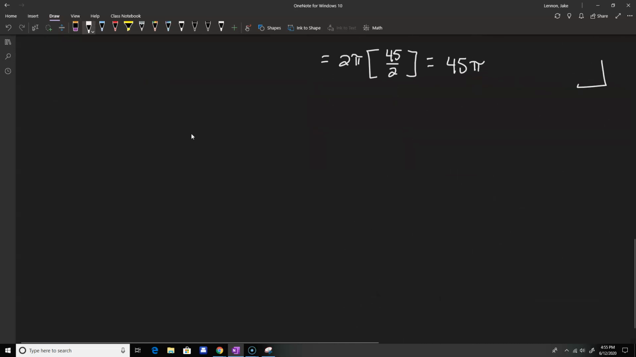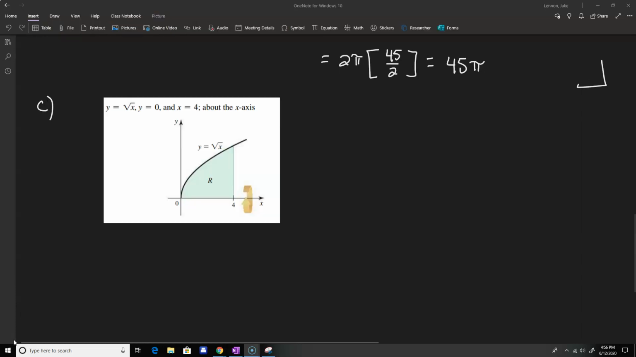Okay, so let's figure out what part C is going to be. In this third example, now we've got one where we're rotating about the x-axis. So what we want to do is think about everything in terms of y. If we think about the top of this line to where it intersects, the square root of 4 is equal to 2. So basically, we're going from y equals 0 up to y equals 2. So those are going to be our limits of integration.